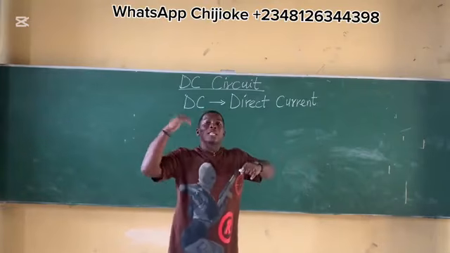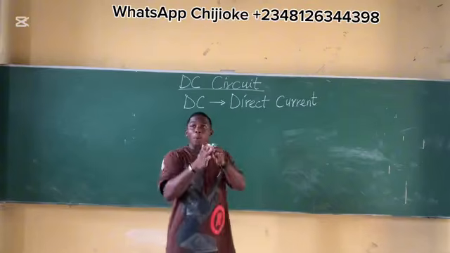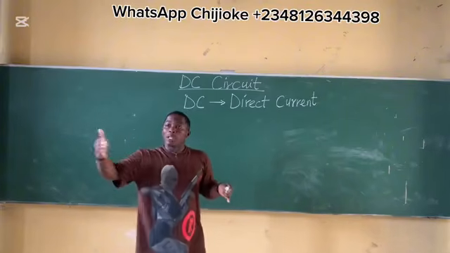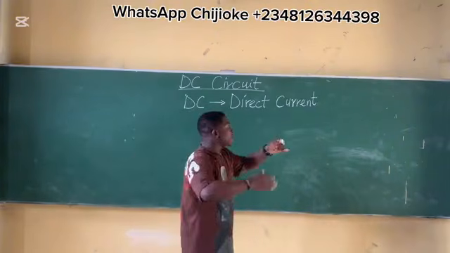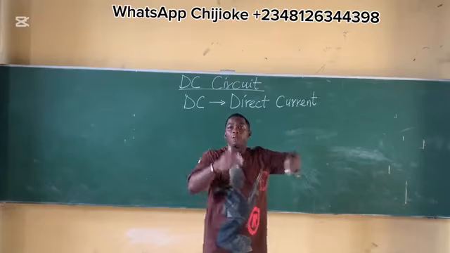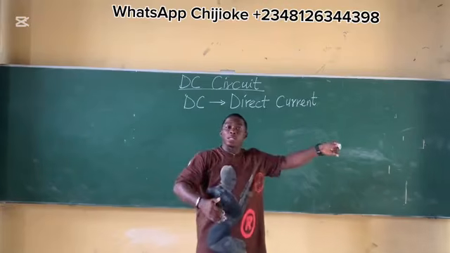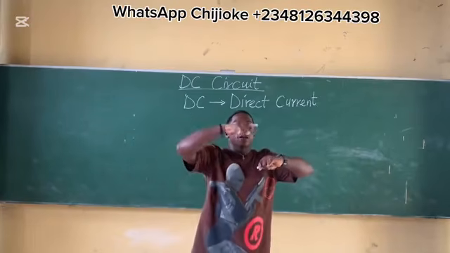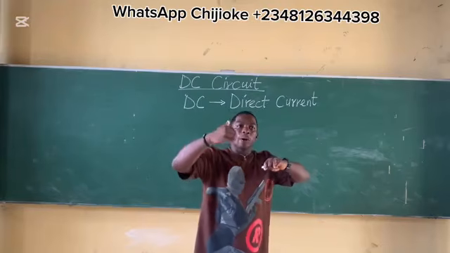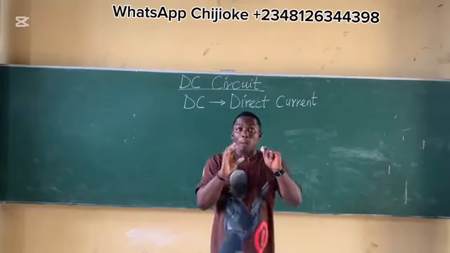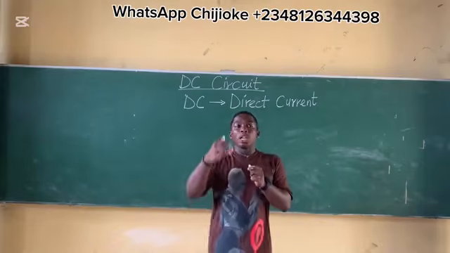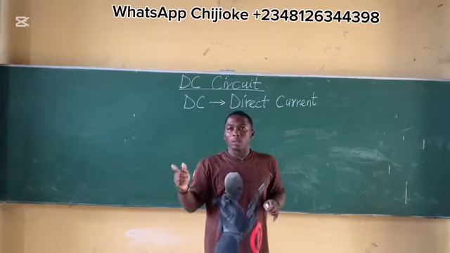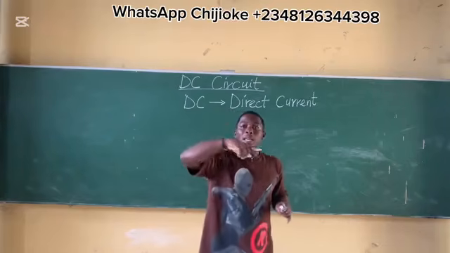So what is an AC circuit? If there is DC, there is AC. We are going to compare the both of them. In a DC circuit, the flow of current is unidirectional. But AC means alternating current. If DC is direct current, AC is alternating current. It means the flow of current in an AC circuit is reversible. The flow of current moves forward and backward. The flow of current in an AC circuit is not unidirectional. It is reversible.